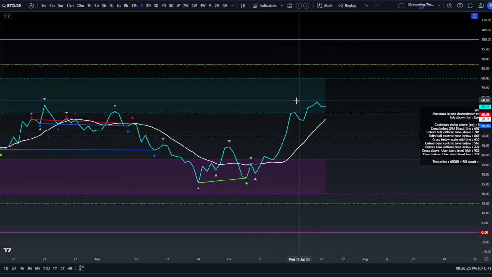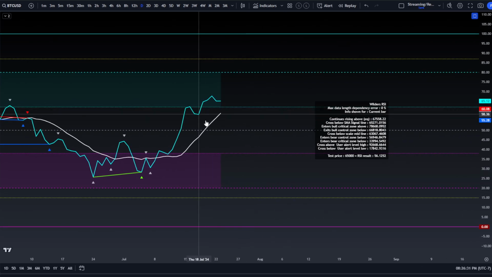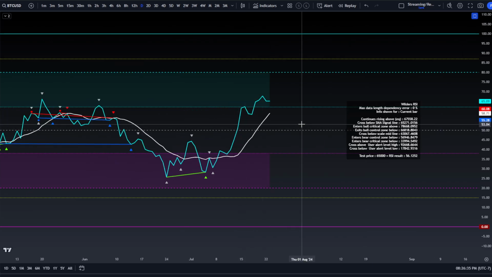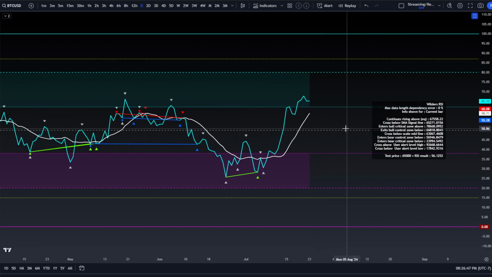Same thing here. Bitcoin's broken into the bullish control zone. It can hang out here for quite a while. And we're not even close to getting a signal warning us of any issues here in terms of moving averages. This is a 12-period moving average. Signal line is at 65,200 to 300. So if Bitcoin starts closing below there, then it's falling out of the bullish control zone.